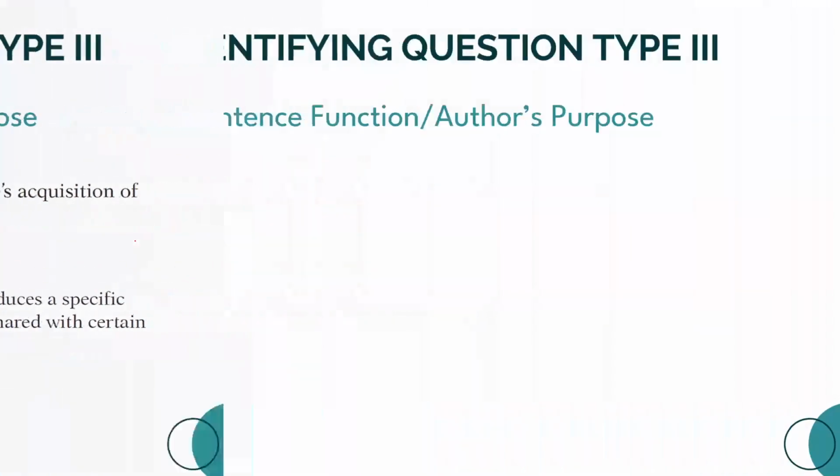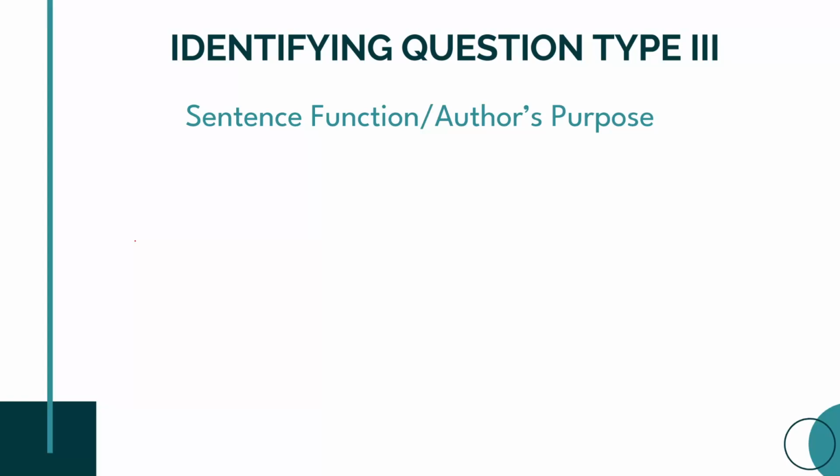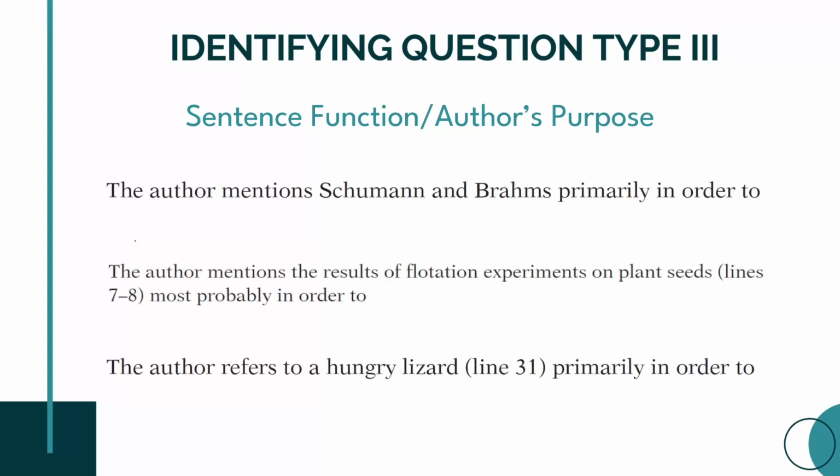All right, getting back on track, another easy way to identify sentence function, author's purpose questions is if you take a look at these three examples, do you see the phrase in order to in each one of them? In order to, of course, means due to or for this reason. So if you see any kind of language referring to why the author does something or for what purpose or something like that, it's a pretty strong indication that it's going to be sentence function or author's purpose.